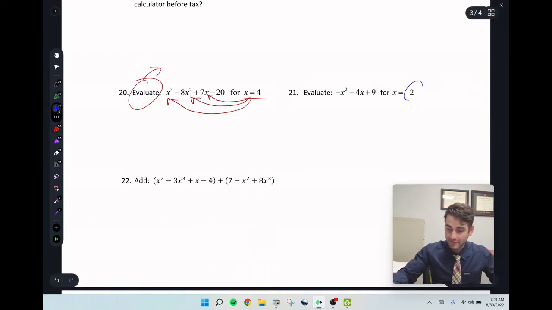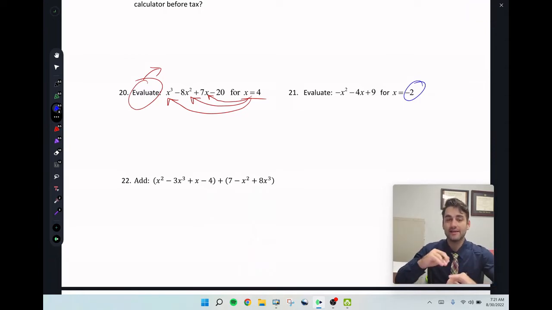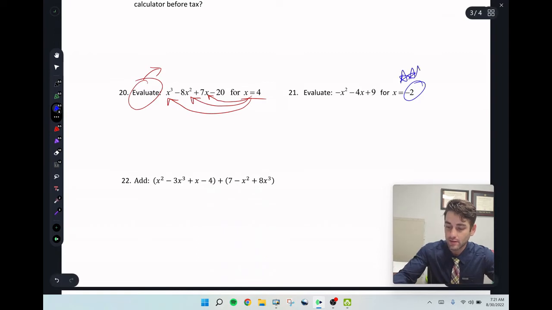When we get to that negative number, here's what I would do. And actually, you can do this with the positive numbers too. Anytime you're plugging it in, use parentheses. So I'm going to star, star, star. Use parentheses. Every time use parentheses.